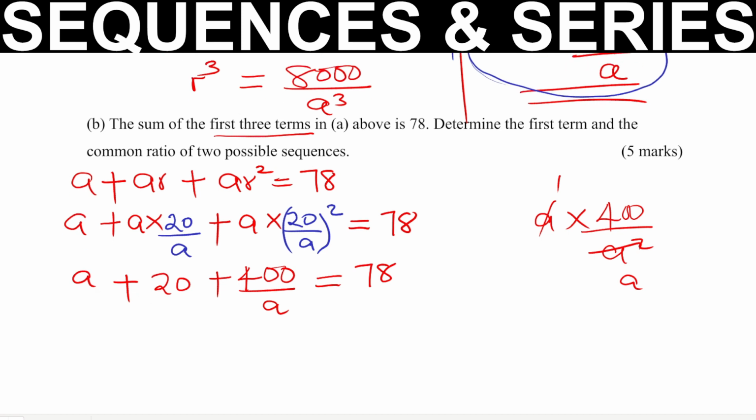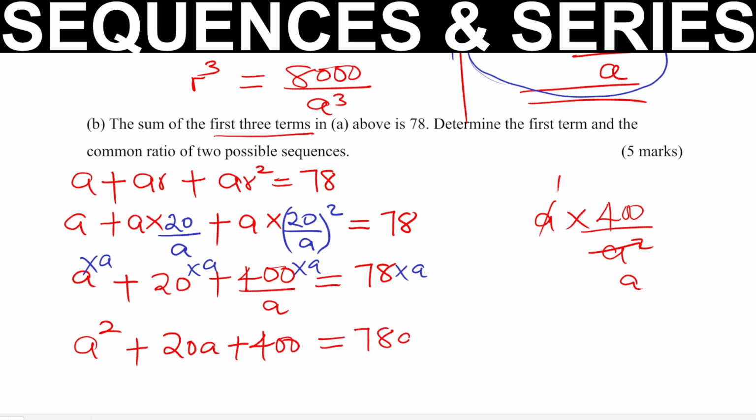Then from there, to eliminate this denominator here, this A in the denominator, we can multiply each term by A. We multiply that one by A, this one by A, and this one by A. Each term, multiply each term by A. And this one you get A times A, you get A squared. 20 times A, you get 20A. Then 400 over A multiplied by A, you get 400 is equal to 78A. Like that.